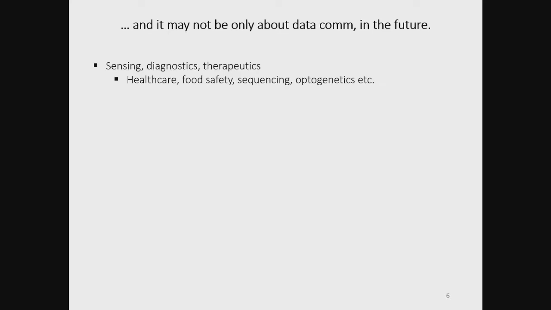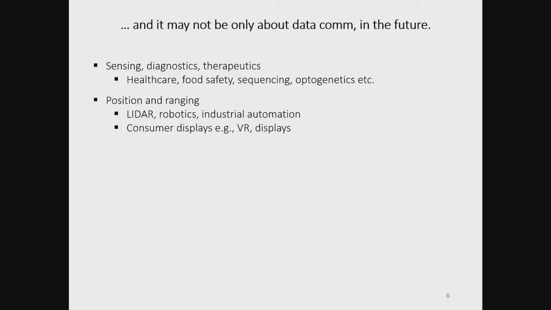Just some examples of where we need optics, whether it's in sensing, diagnostics, ranging and position, or VR displays, the bandwidths needed. It's very hard to find an oscilloscope, and has been very hard for several decades now, with more than 50 gigahertz of analog bandwidth. And maybe optics can help.